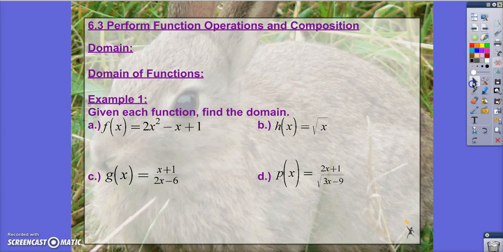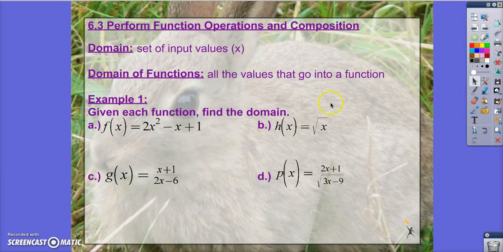What is a domain? I mean, you learned what a domain was way back in chapter 1, like one of the first lessons. A domain is a set of input values, or x. So any x of your xy coordinate. Way back you learned what domain and range were. Domain of functions, all the values that go into a function. So all the numbers that you can plug in that will give you a real answer.